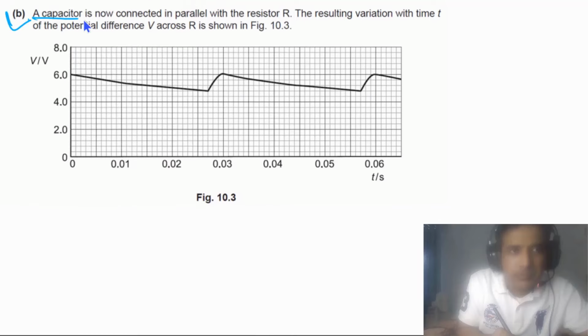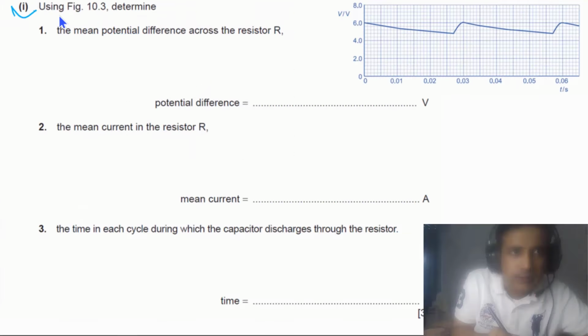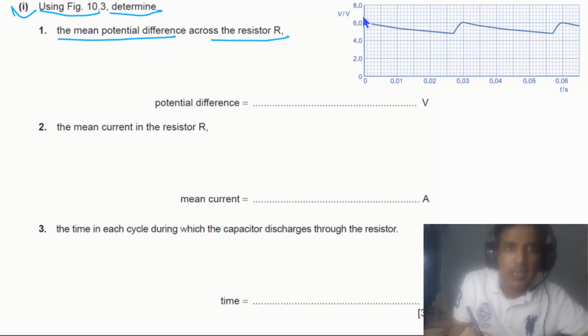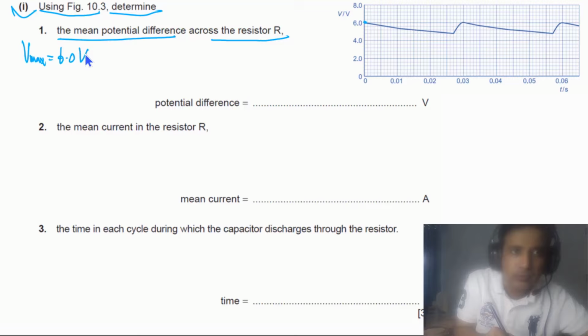Part B says a capacitor is now connected in parallel with the resistor capital R. The resulting variation with time t of the potential difference V across capital R is shown in figure 10.3. Part 1 says use figure 10.3 to determine the mean potential difference across the resistor. This is the maximum value of PD, V max, equal to 6.0 volts.